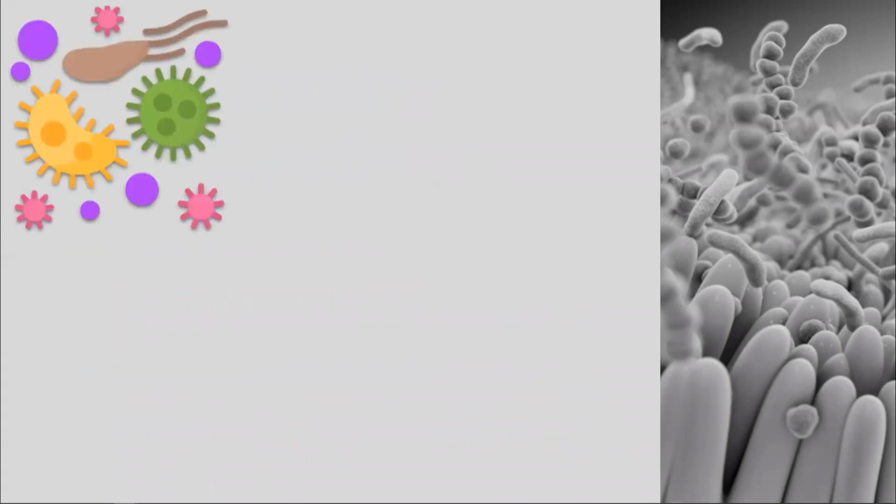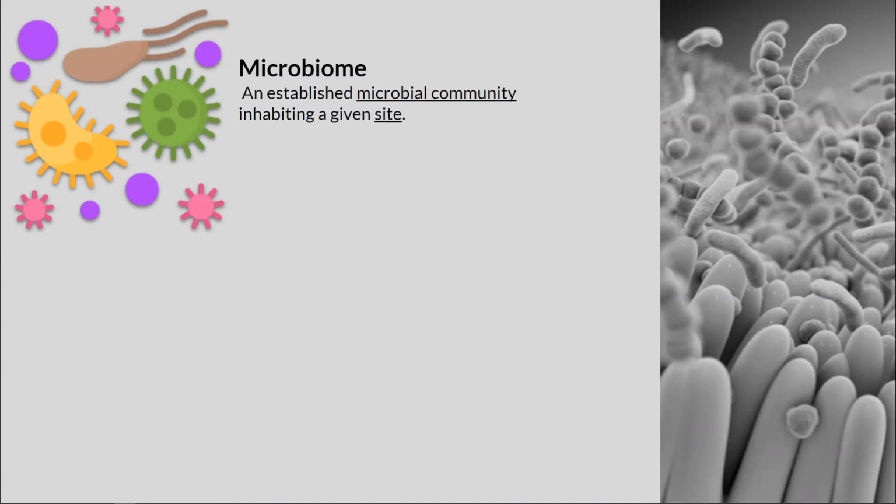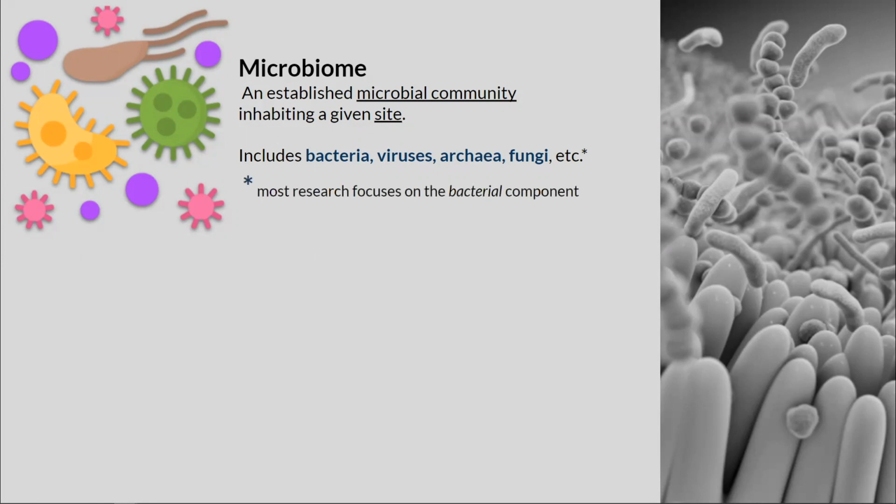So we'll start with some definitions. So what is a microbiome? I would define a microbiome as an established microbial community inhabiting a given site. So this is a pretty basic definition, but then we can expand a little bit more on the key concepts, which I've underlined here. So a microbial community can include bacteria, viruses, archaea, fungi, and other microscopic organisms. However, I do want to point out that most research to date focuses on the bacterial component only.